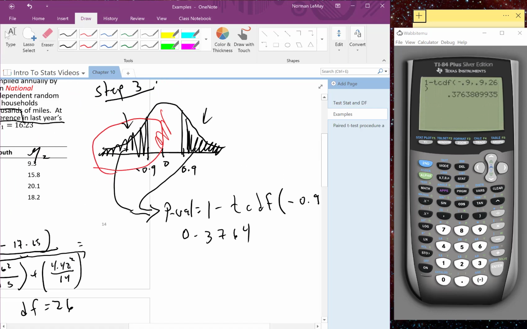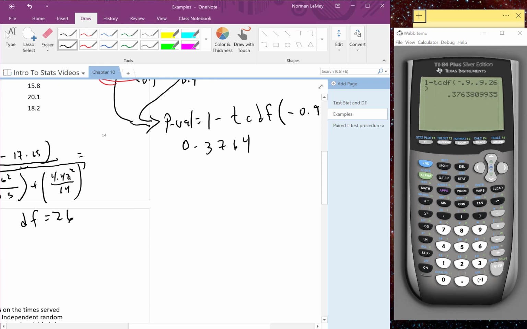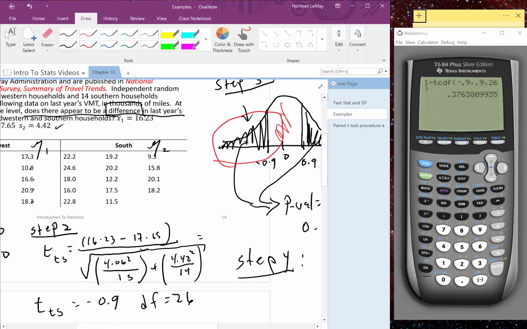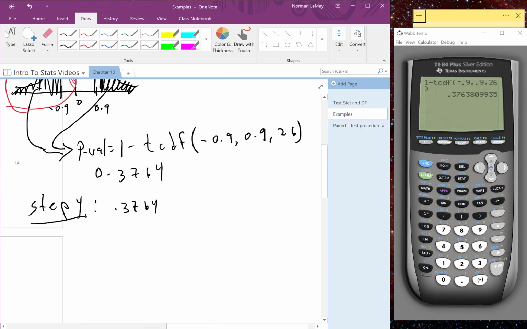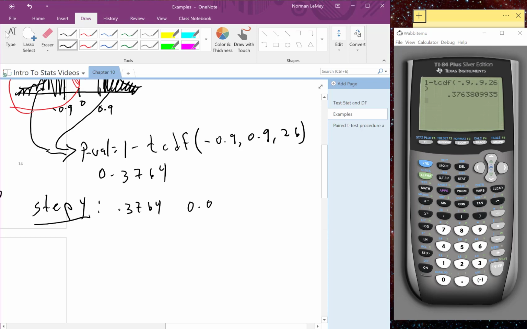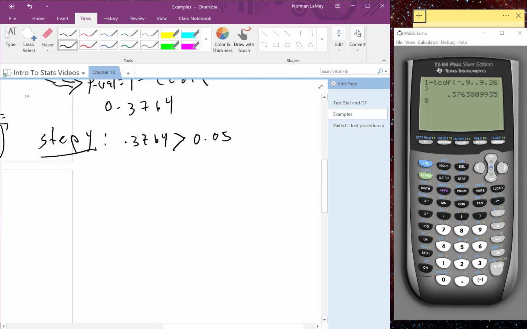So now our step number 4 is to make a decision. Notice that we have our p-value of 0.3764, and we have our alpha level over here, which is at 5%. So we have to compare that to 0.05, and we can easily see that the p-value is much bigger than 0.05. Since the p-value is much bigger, we fail to reject.